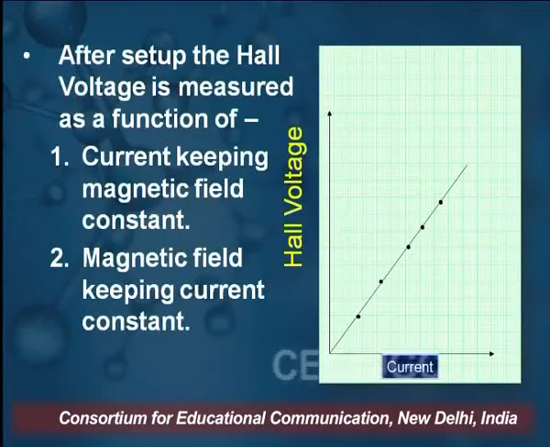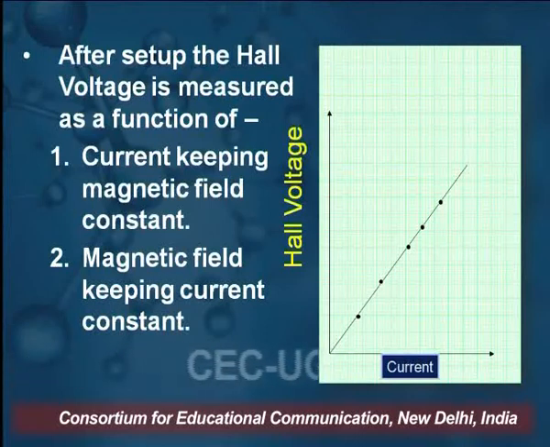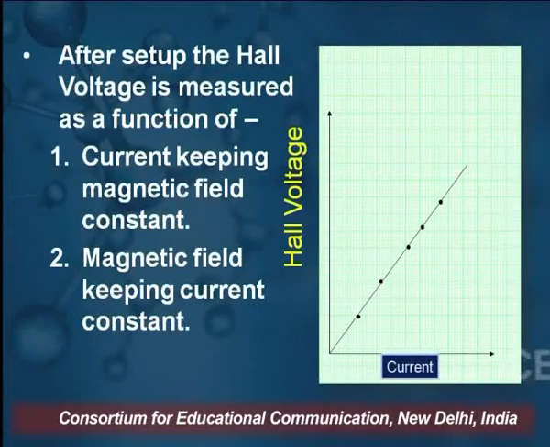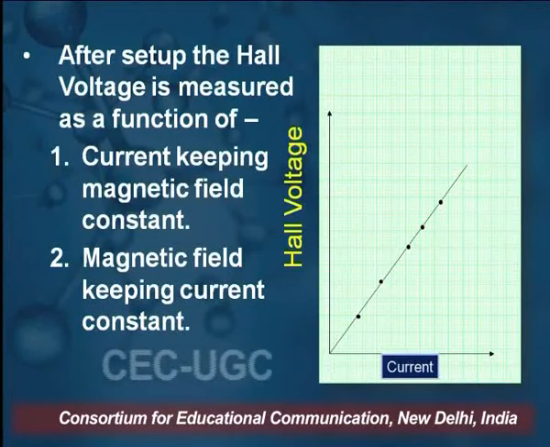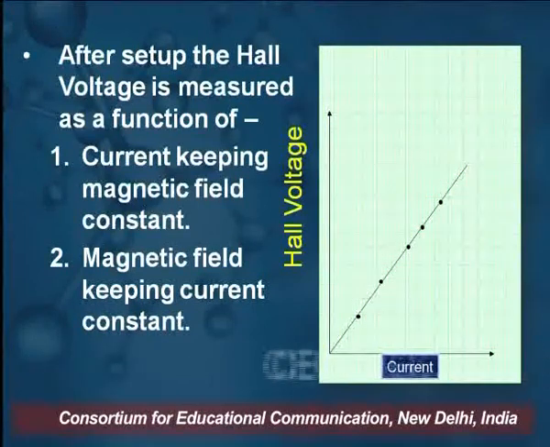Now after getting the readings, we plot a graph between the Hall voltage and the current supply. After setup, the Hall voltage is measured as a function of current keeping the magnetic field constant, and as a function of magnetic field keeping the current constant. In this graph we get a straight line, then get the slope of this graph, and then we can put this value of VH by Ix in the formula to calculate the Hall coefficient RH.